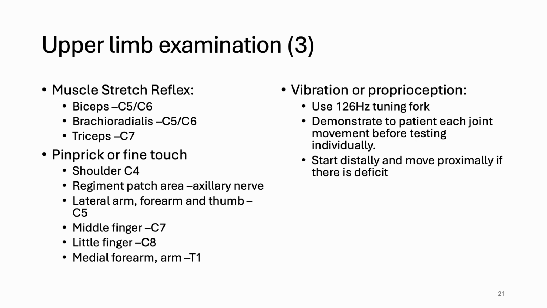Next, you would complete the sensation examinations by checking the vibrations and proprioceptions. To check for vibrations, you should use a 128 Hz tuning fork. To check for proprioception, you should first demonstrate to patients each joint movement before testing them individually. Of course, you will compare both examinations left and right. You should start distally and move proximally if there's a sensory deficit. And both examinations of vibration and proprioception should be done at a joint.